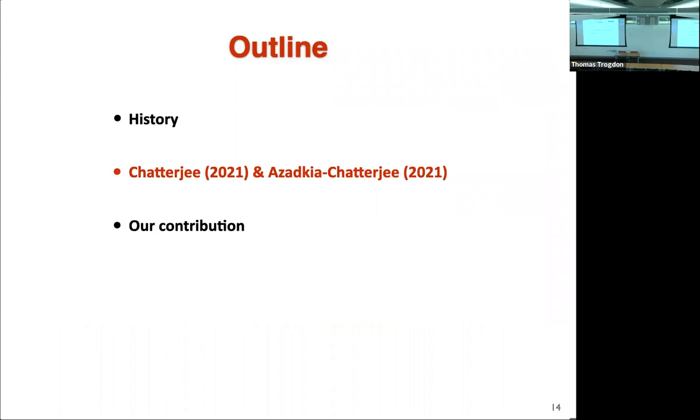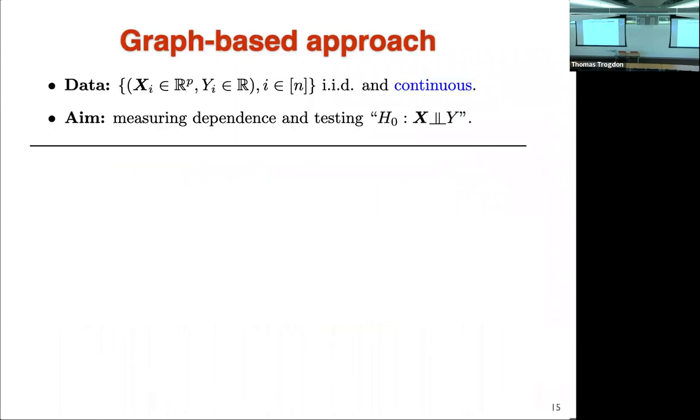So then here comes Azadkia-Chatterjee. So here is the setup for Azadkia-Chatterjee. Let me remind you that Azadkia-Chatterjee can deal with multidimensional x, but only scalar-valued y, for some reason we'll see later.